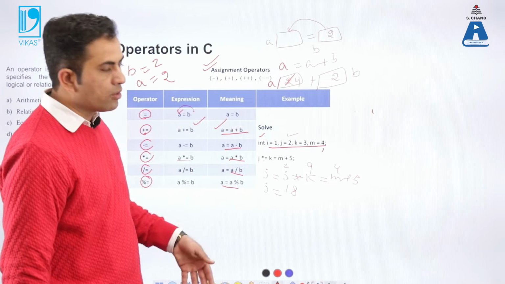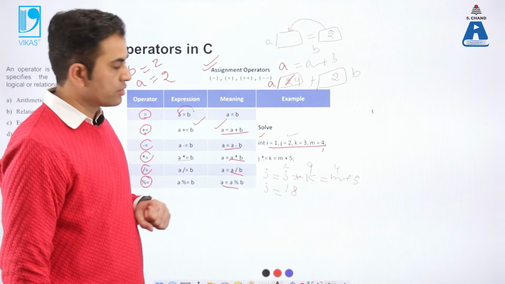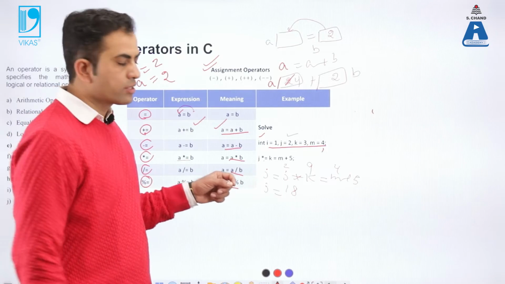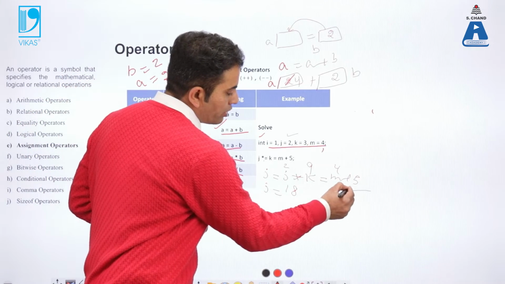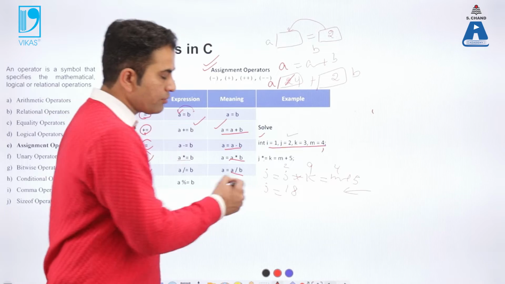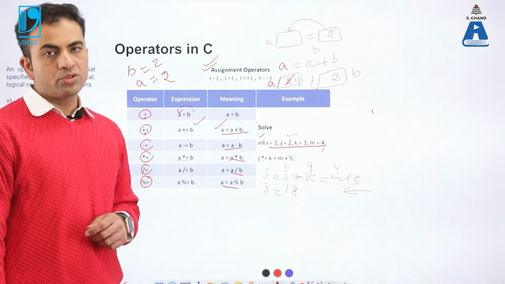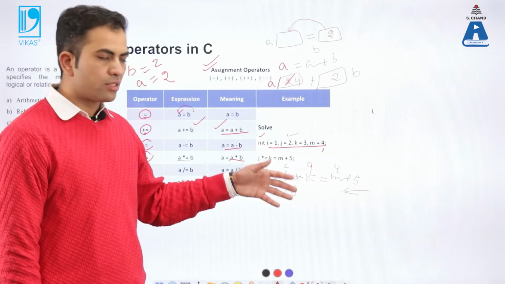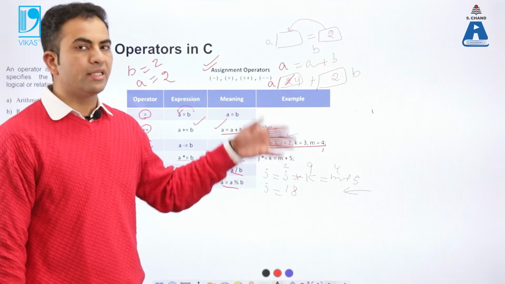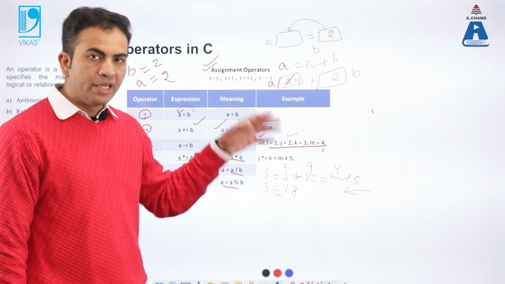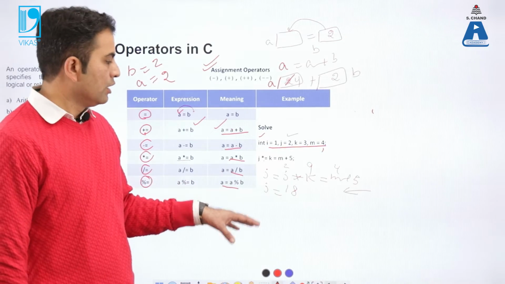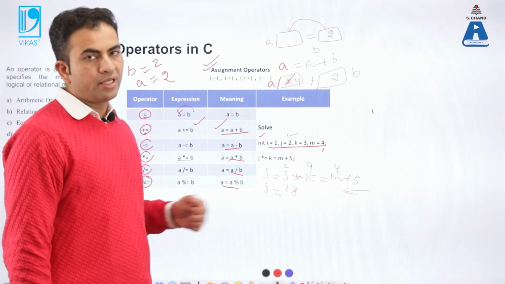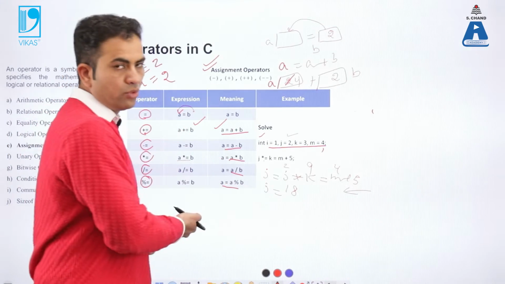This is how the assignment operator works. And most importantly, this operator works in the right to left direction. Right to left is called associativity. In the next 2-3 slides, we will study the precedence of the operators and the associativity of the operators, in which things will be clear to you. So assignment operators work in the right to left direction.